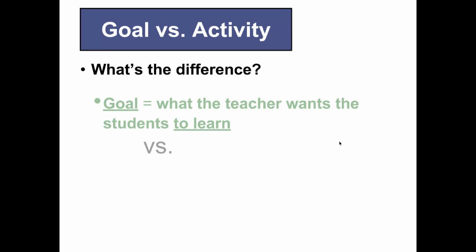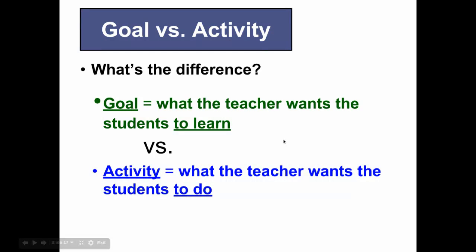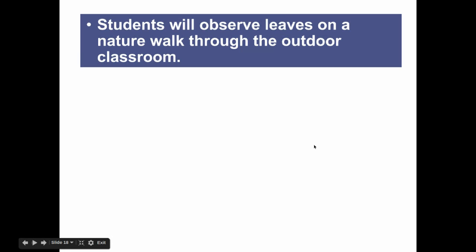A goal is what I want you to learn. An activity is what I want you to do during the lesson. So let's take a look at some examples. Imagine that you look at a lesson plan that someone has written for 7th grade science. You see a framework at the top, and then you look at the objective box, and here's what the person has written as the learning objective for the day. Students will observe leaves on a nature walk through the outdoor classroom.